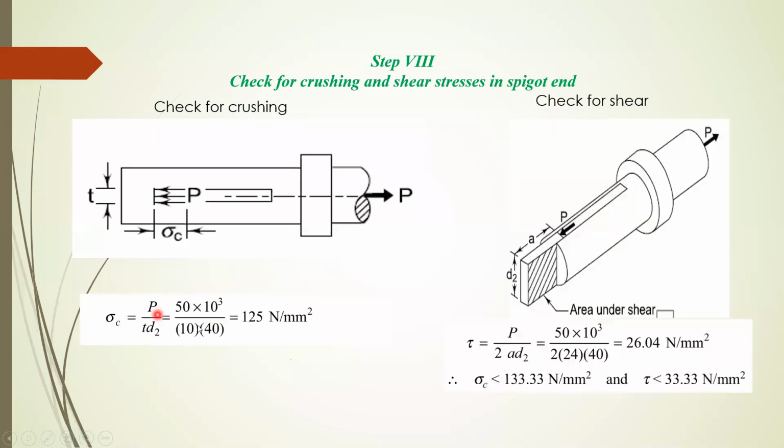So here sigma c comes to 125. Then the shear stress in the spigot end we calculate by this empirical relation. So tau is 26.04 Newton per mm square. And we calculated the permissible values in the first step: for sigma c it is 133, so the sigma c value is less than 133. So it is safe. Again, the permissible tau value is 33.3, and here the value comes to 26.04. As this calculated value is less than the permissible value, the total design of the spigot end is safe. This is the conclusion.